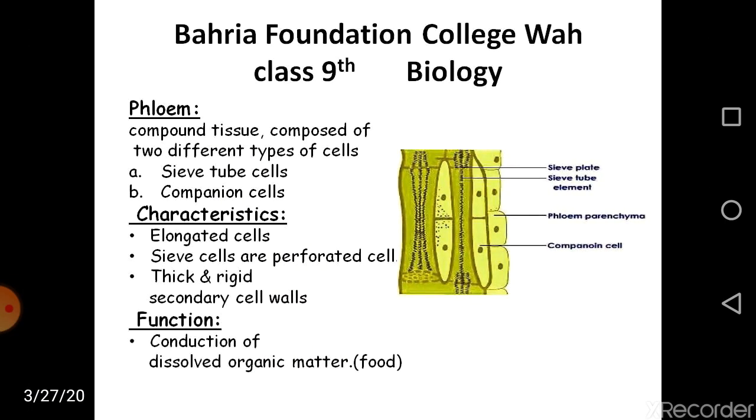Okay, the next compound tissue is phloem, and it is also composed of two different types of cells, sieve tube cells and companion cells. The characters of phloem: they also have thick and rigid cell walls, their cells are elongated, and they have special cells called sieve cells, or perforated cells. Sieve cells, just like a strainer, have pores in them, and therefore they are called perforated cells.